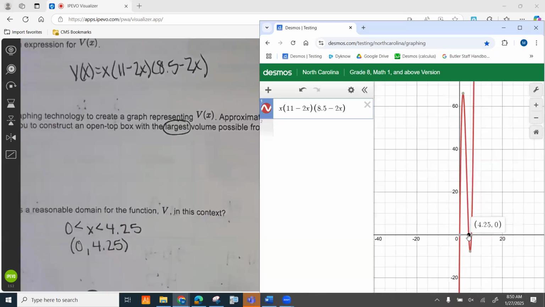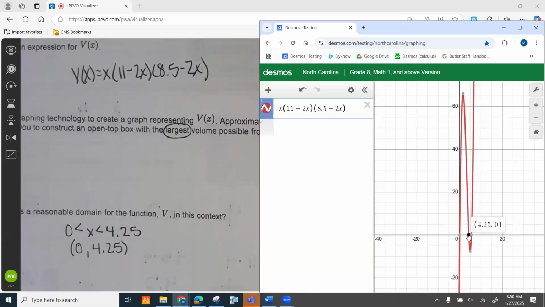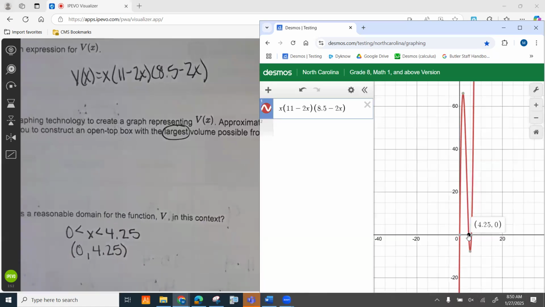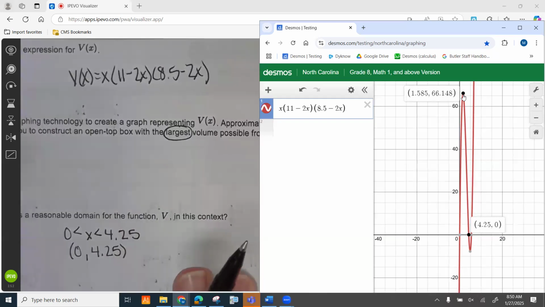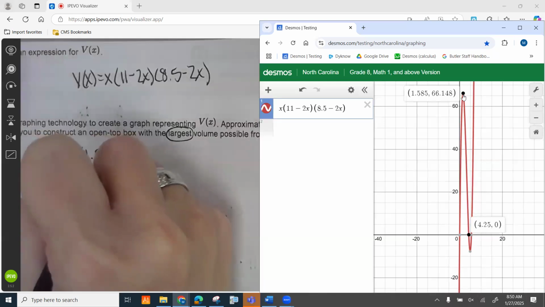Now, what is the largest volume? When I go and actually look at the graph, think largest is the highest point. The highest point right here is this point right here. What that point means, I'm going to write it down. I want you to do the same thing as well.